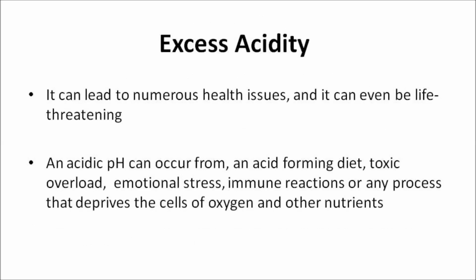Now let's talk about the most common form of pH imbalance. The most common form of pH imbalance is excess acidity. It can lead to numerous health issues, and it can even be life-threatening. An acidic pH can occur from an acid-forming diet, toxic overload, emotional stress, immune reactions, or any process that deprives the cells of oxygen and other nutrients.